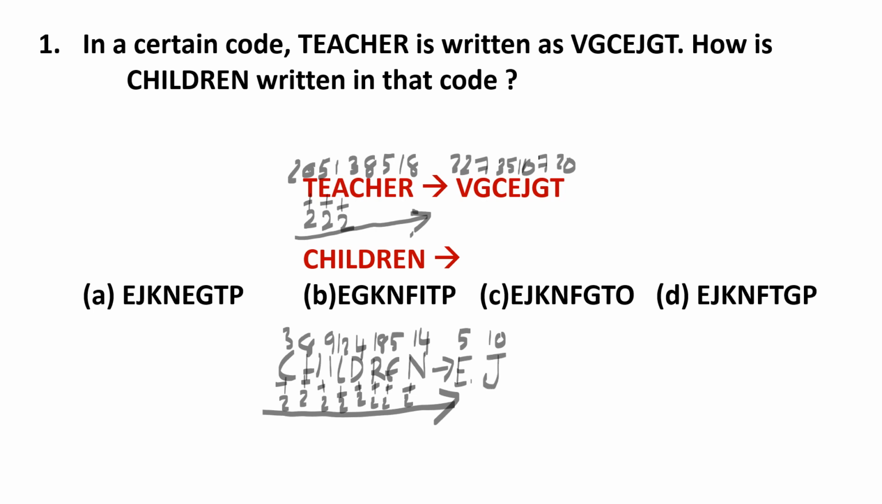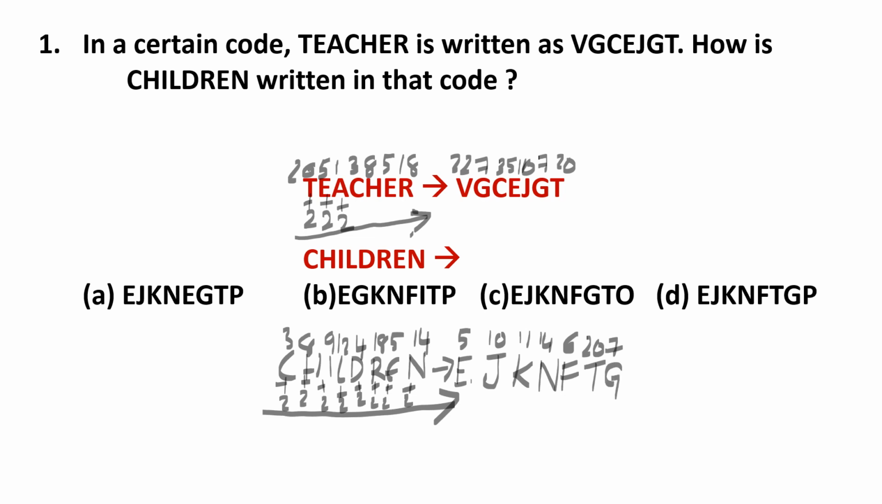9 plus 2, that is 11. 11 means K. Next 12 plus 2, that is 14. 14 means N. Next 4 plus 2, that is 6. 6 means F. Next 18 plus 2 is 20. 20 means T. 5 plus 2, that is 7.